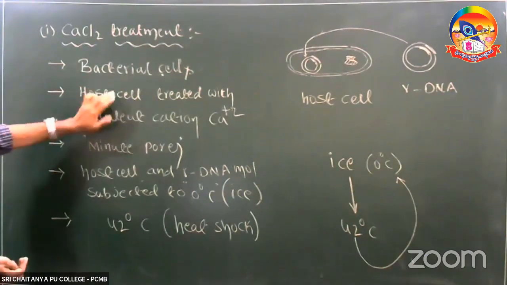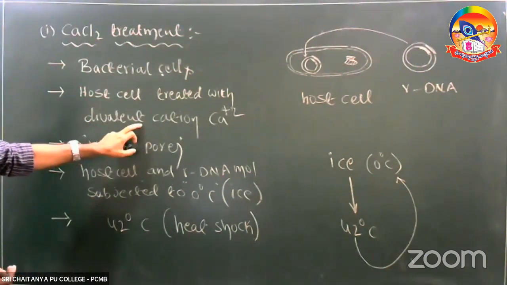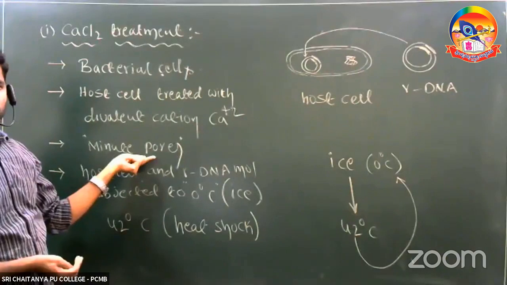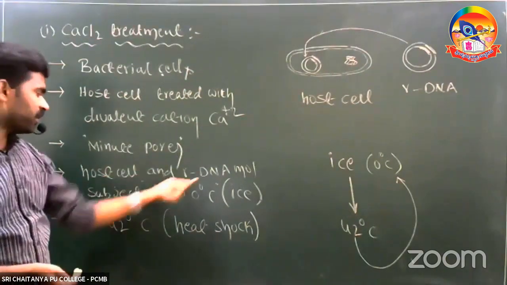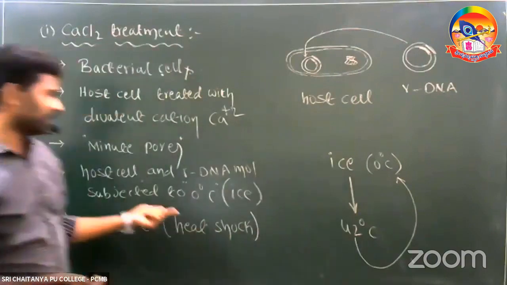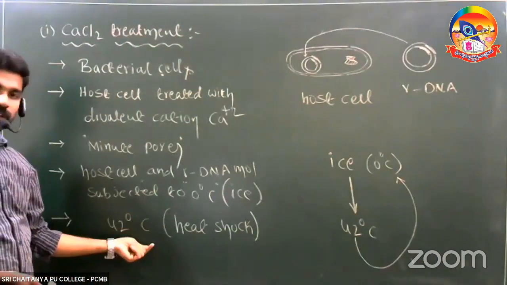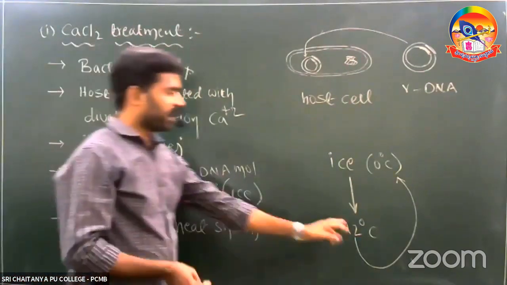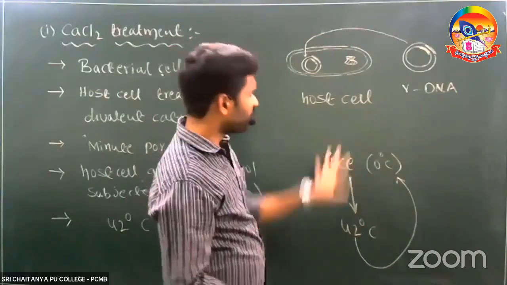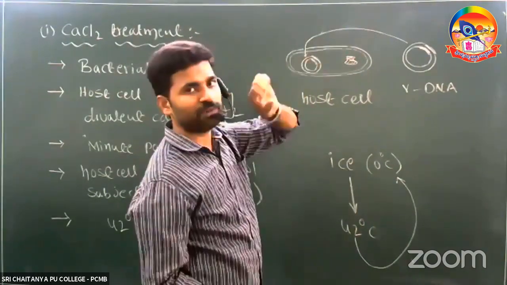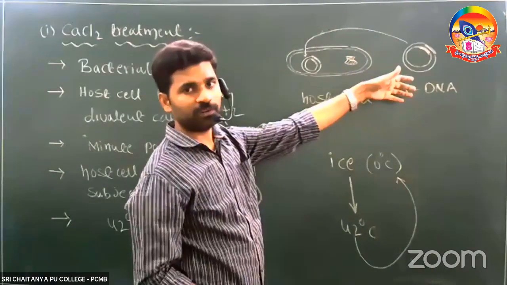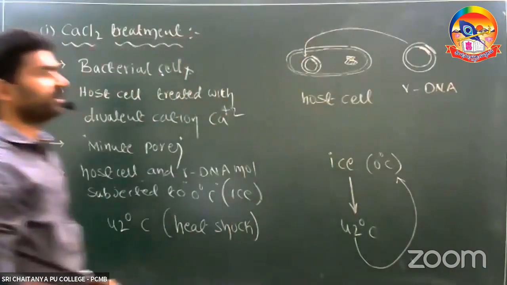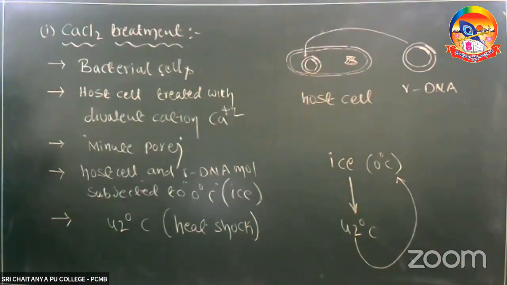In this process, the host cell is first treated with divalent cation calcium. After treating with divalent cation calcium, minute pore-like structures are formed. After that, the host cell and rDNA molecule are subjected to ice conditions, meaning 0 degrees centigrade, followed by 42 degrees centigrade, which is heat shock. Again they are put back on ice conditions. In this process, the host cell is ready to receive or accept rDNA molecules from the surroundings. Whenever we apply some pressure or force, automatically the rDNA enters the host cell cytoplasm. So this is the first method.